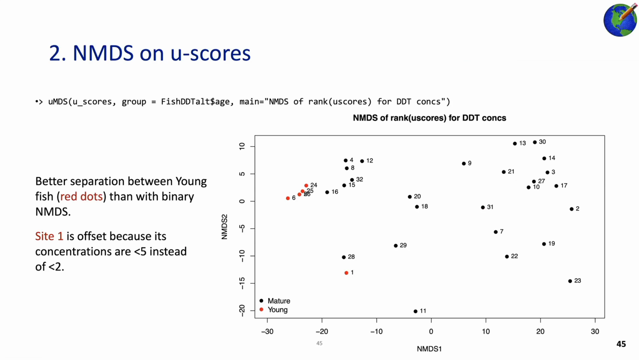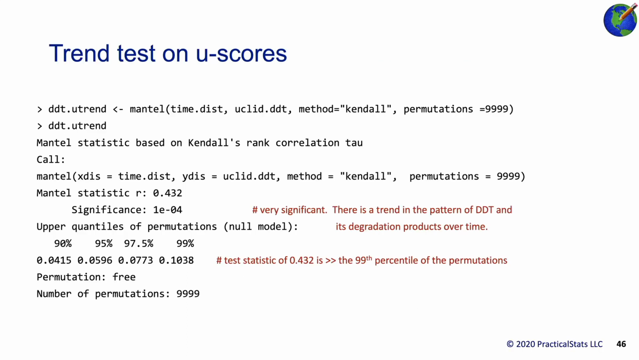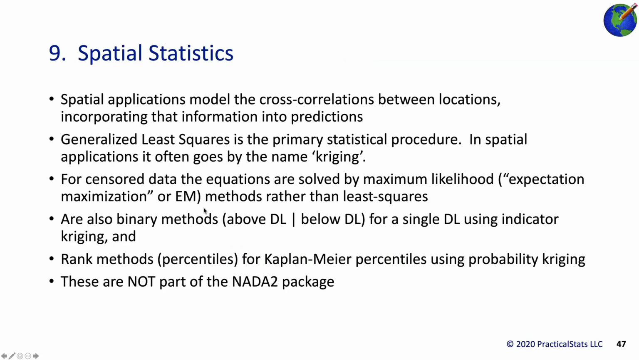You can do the NMDS plots. Again, puts site 1 away from the other young fish. This is still kind of a young, mature scale, but 1 is out here with some of the mature fish. You can do a trend test over time with these same kinds of statistics and get back a significance that it's 1 times 10 to the minus 4th. It's a very small number, so we do have a trend with the U-scores. And then finally, for our final type of procedure here, you can do spatial statistics without sticking in a half.